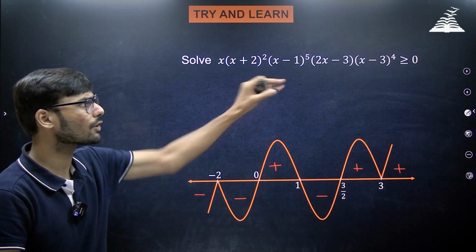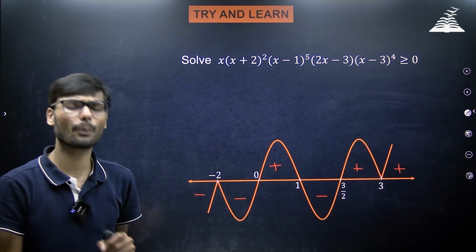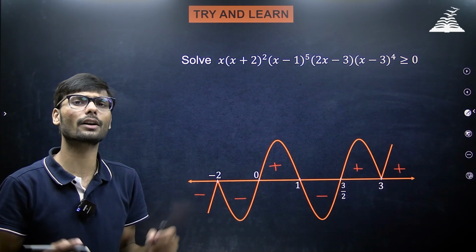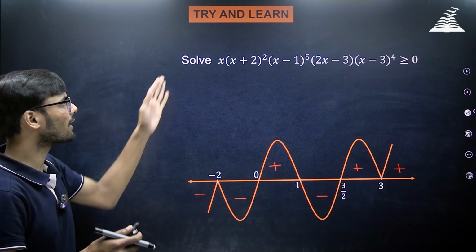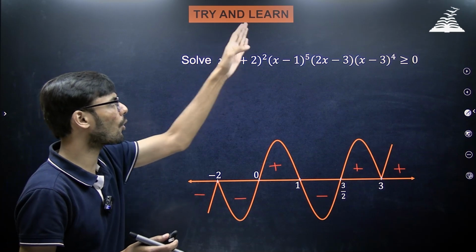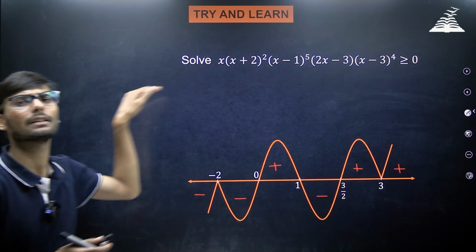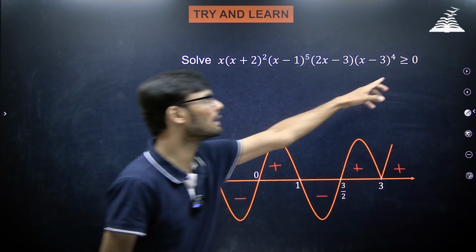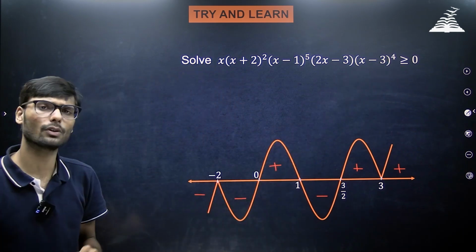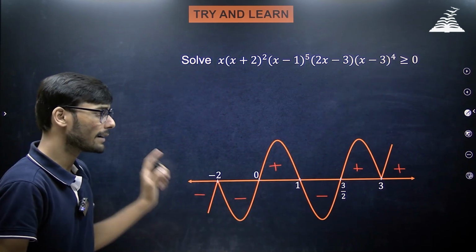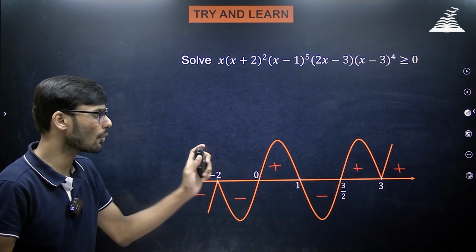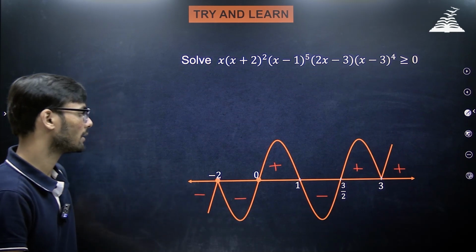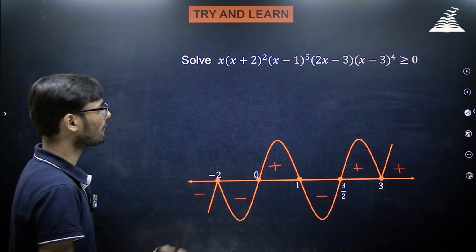What do we want? We want it to be greater than or equal to 0. We need to pick positive regions. But what about these zeros? Do we need to include all of them or not? Yes, we need to include all of them. Why? Because whether x is 0 or minus 2 or 1 or 3 by 2 or 3, the expression will be 0, and we are fine with the expression being 0. Why? Because it's not strict inequality, it is greater than or equal to 0, right? So at every point, be it minus 2, 0, 1, 3 by 2 or 3, we are going to put solid dots, right?